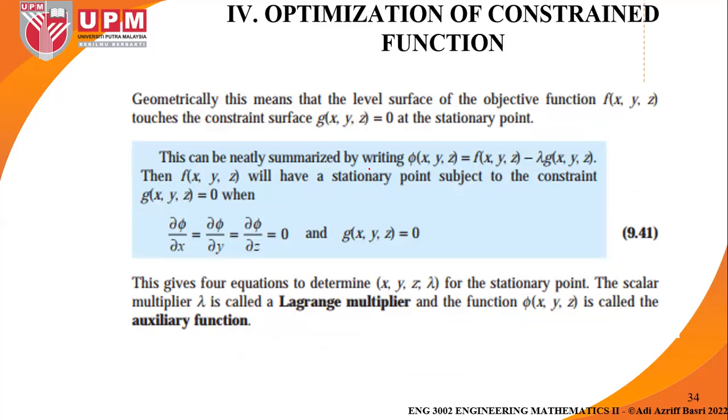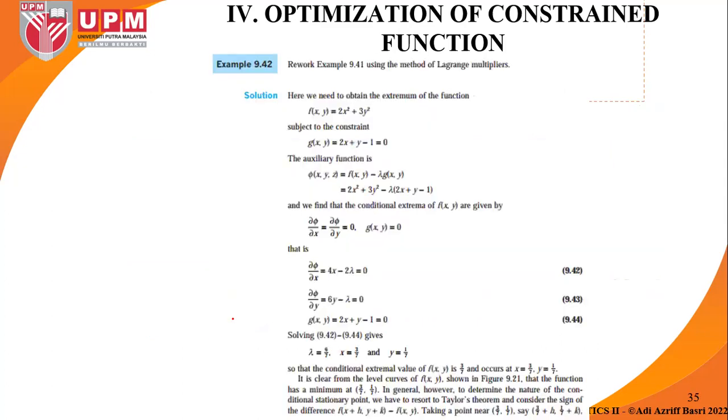So this can be neatly summarized by writing the auxiliary function psi. Psi of x, y, and z is equal to the function f minus lambda times g. This means that the function f of x and y will have a stationary point subject to the constraint g of x and y equal to 0. So partial psi over partial x equals partial psi over partial y equals partial psi over partial z equals 0, with the constraint function g of x, y, and z equal to 0. Okay, these four equations determine x, y, z and lambda for the stationary point. The scalar multiple lambda is called the Lagrange multiplier, and the function psi of x, y, and z is called the auxiliary function. Okay. So we go for examples.